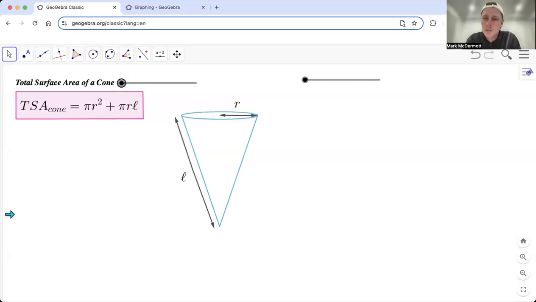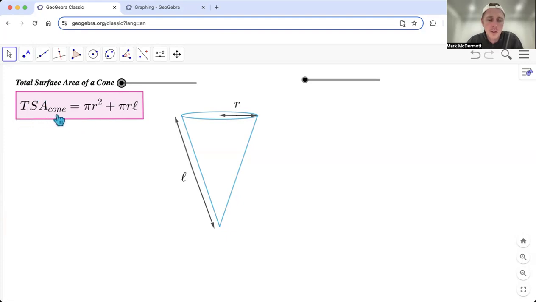All right, so we're going to look at the total surface area of a cone. This is something I needed in order to solve a more difficult problem, so that's sort of the motivation here. But it's an interesting problem in itself. So let's see if we can look at the formula here and make some sense of it.